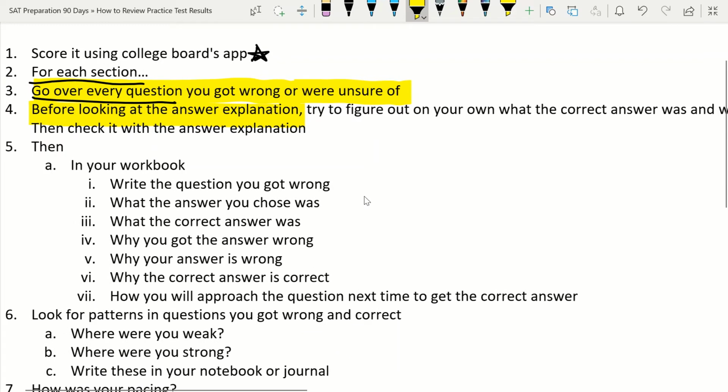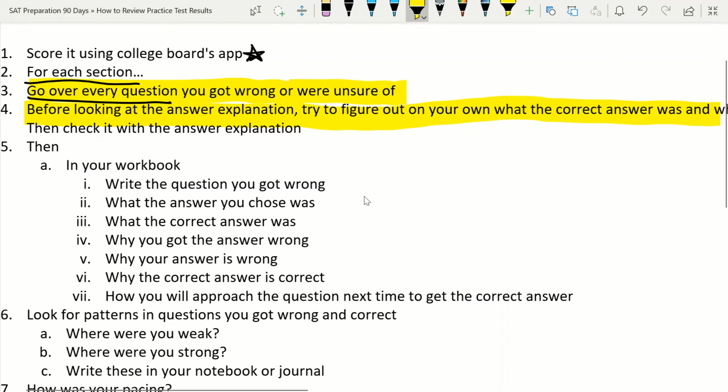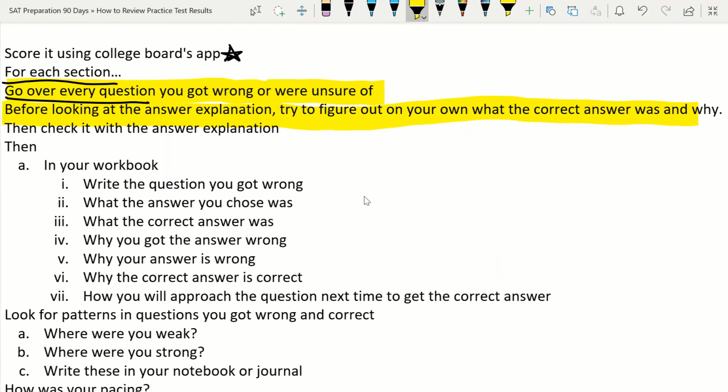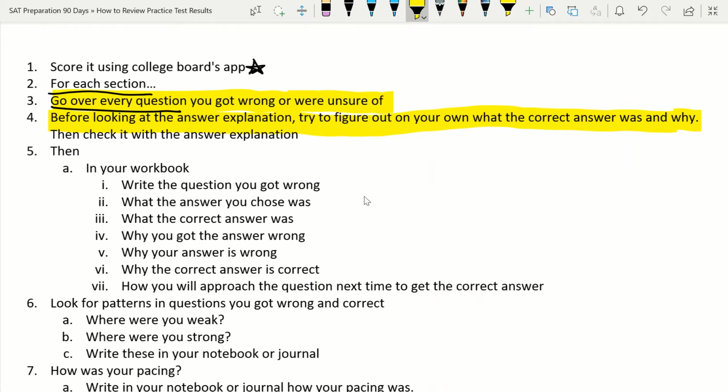So why do we do this? Well, we do this because if we know we got a question wrong and then we go back and try to figure out on our own what the correct answer was and why, we're more likely to remember how to get there, right? Because we got there already on our own without help. So by doing this, we're going to end up remembering more and improving more because we're going to remember how we can get to the right answer on something we previously were getting wrong.